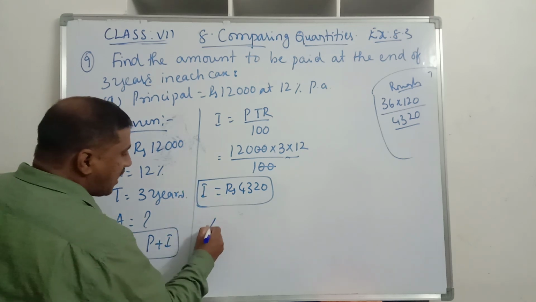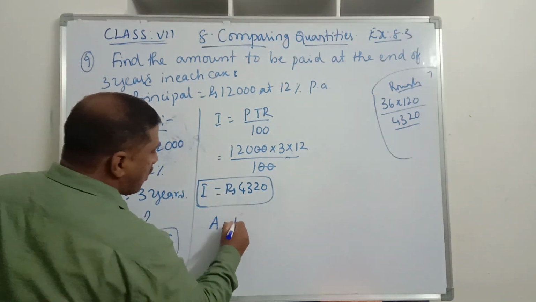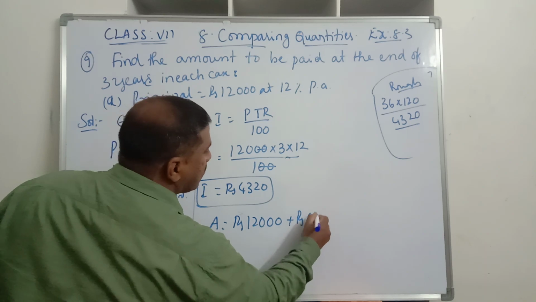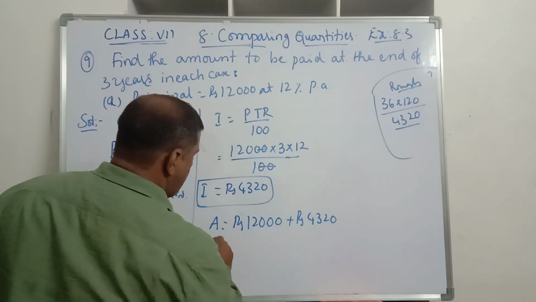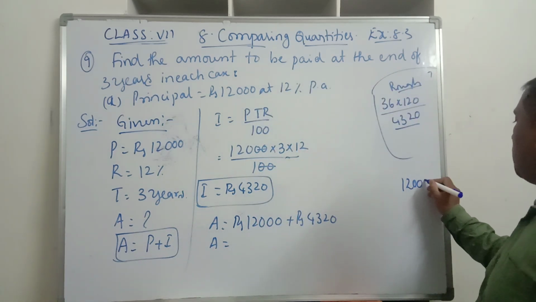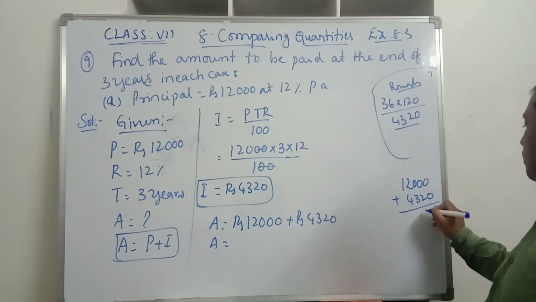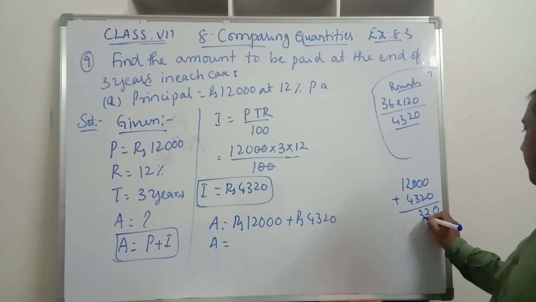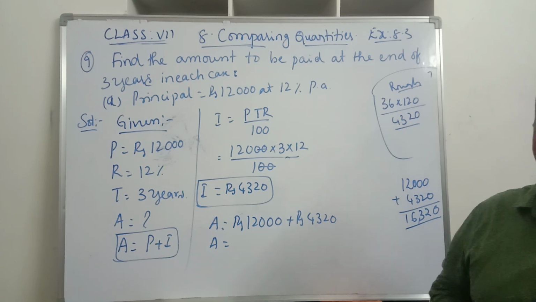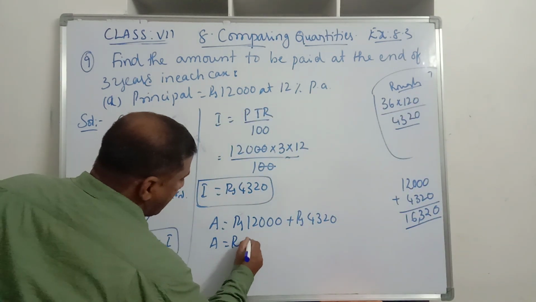Now what do we have to find? Amount is equal to principal plus interest. Principal is how much? 12,000 plus interest, it is 4,320. Now add these two. How much will we get? 12,000 rupees plus 4,320. 0 plus 0 is 0, 0 plus 2 is 2, 0 plus 3 is 3, 2 plus 4 is 6 and it is 1. So how much is it? 16,320 rupees. Amount is equal to 16,320 rupees.